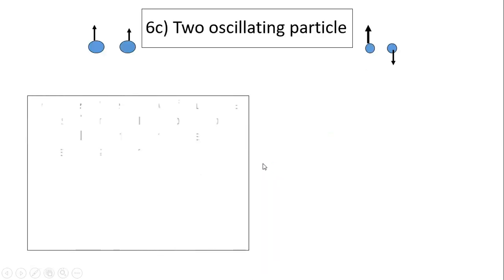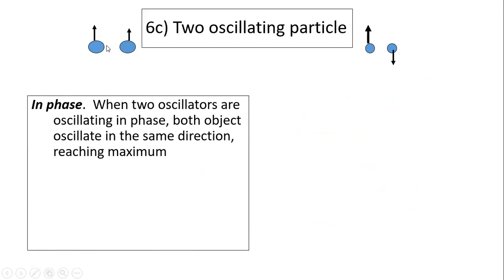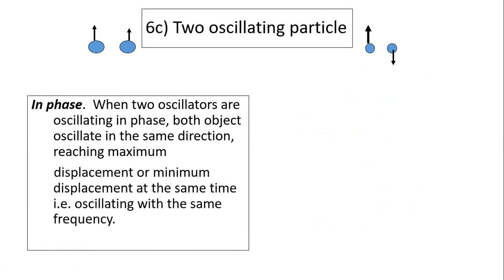And then I've forgotten to finish this part. In phase means they go up together. These are two oscillators oscillating. Both of them go in the same direction, reach maximum at the same time. Amplitude can be different, doesn't matter, but it must reach maximum at the same time, come down at the same time, and go to minimum amplitude at the same time.